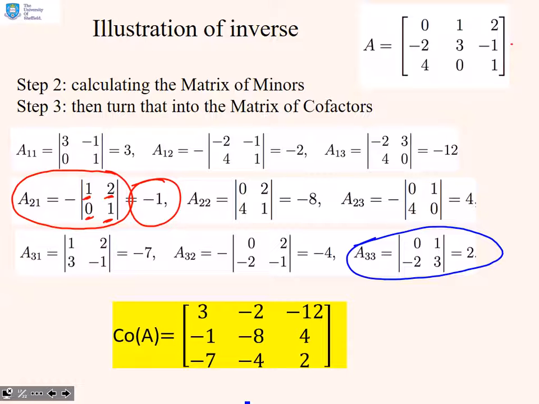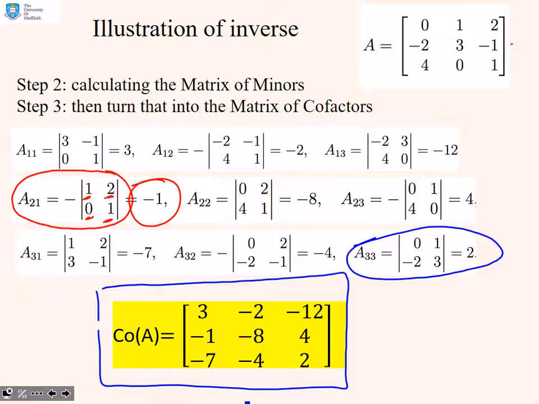When you've done all the cofactors, you can build your cofactor matrix, and here it is. Now, if you want to check this slowly, what I suggest you do is pause the slide while you go through and check all those calculations by hand and make sure you're happy.